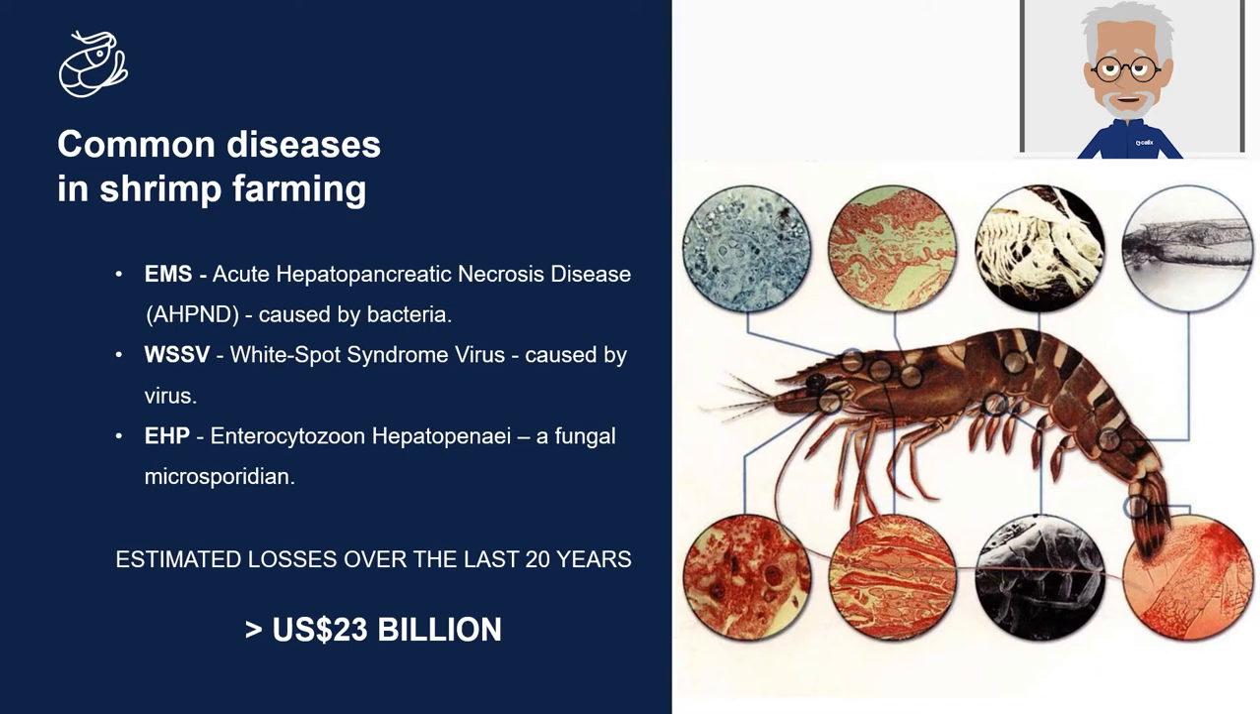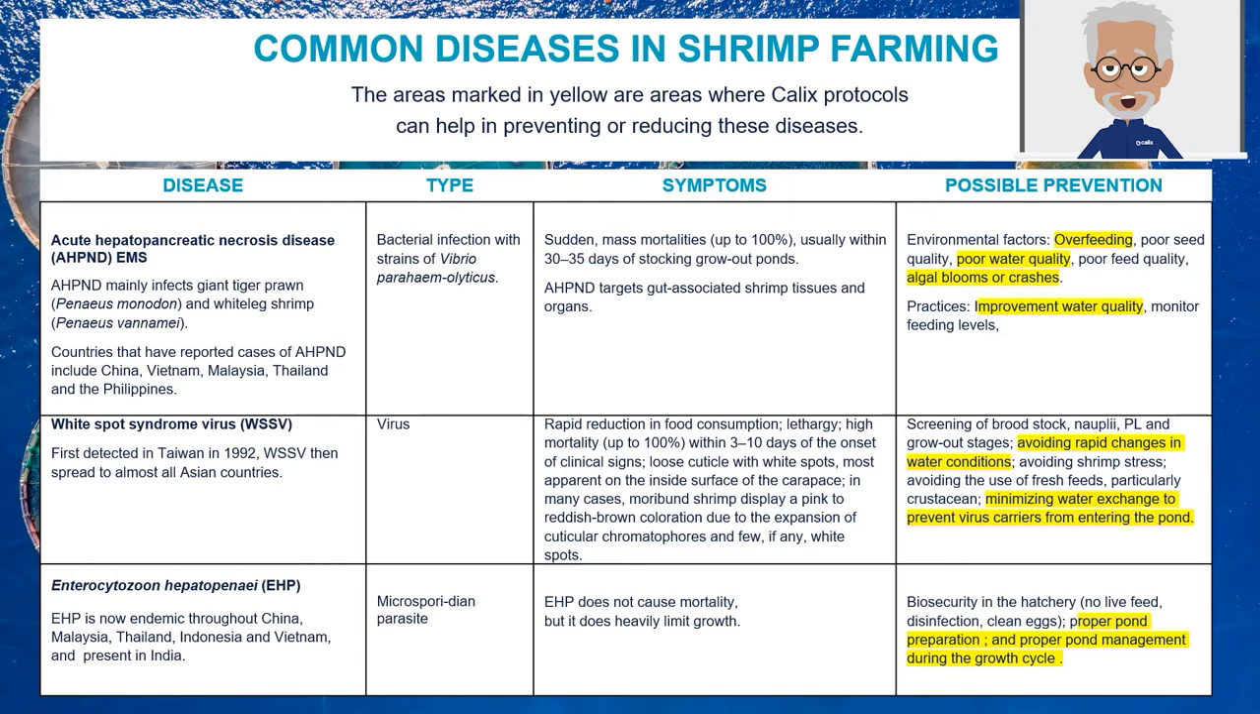Disease can decimate shrimp stocks or make a farmer's products unmarketable. The estimated financial loss over the last 20 years is over $23 billion. Although each type of disease presents different symptoms and different methods of prevention, all diseases can spell disaster in commercial shrimp farms. In yellow are the diseases for which Calix's solution AquaCal Plus can help.